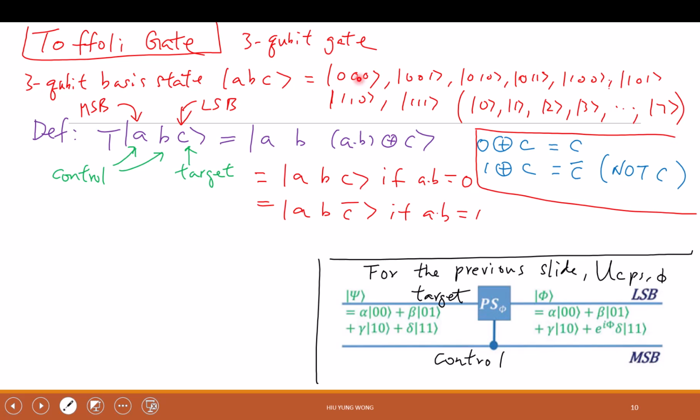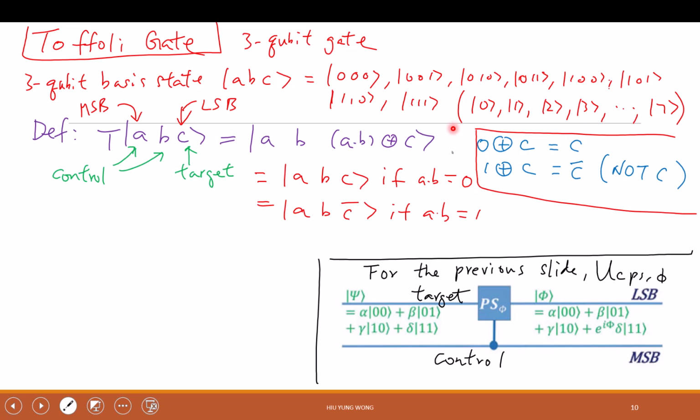You even just look at all this. Which state is going to change? You're just trying to say which state has A times B equal to 1. 0, 0, no. As long as you have a 0 in the first 2 qubits, A times B is always 0. So these 6 states are not going to change. Only the last state is going to change, and you change it by negating the last qubit. So you will change from 110 to 111 or 111 to 110.